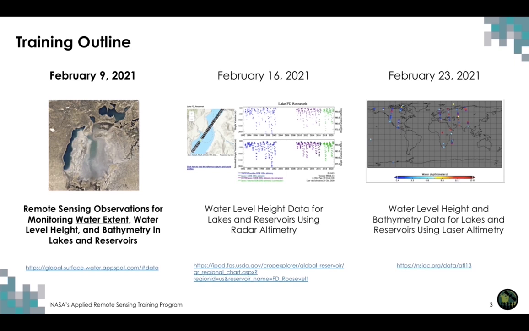As shown here, there will be three sessions, and today we'll have an introduction of remote sensing observations for monitoring water extent, water level height, and bathymetry in lakes and reservoirs. We will focus then on water extent data and how to get this data. Next session, we'll focus on getting water level height for lakes and reservoirs using radar altimetry. And the final session will focus on getting water level height and bathymetry from laser altimetry.